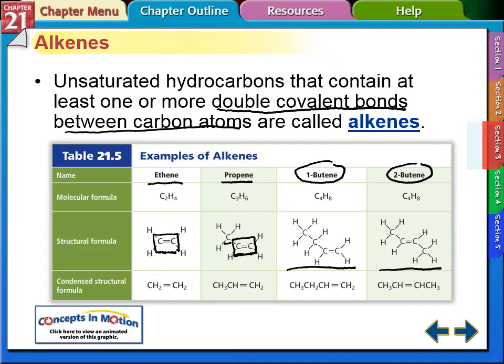Now remember, we do not have a methane for alkenes, so the smallest number of carbons that we can have in an alkene is 2, and therefore we start with ethene. Remember again, there is no methene if we talk about alkenes.